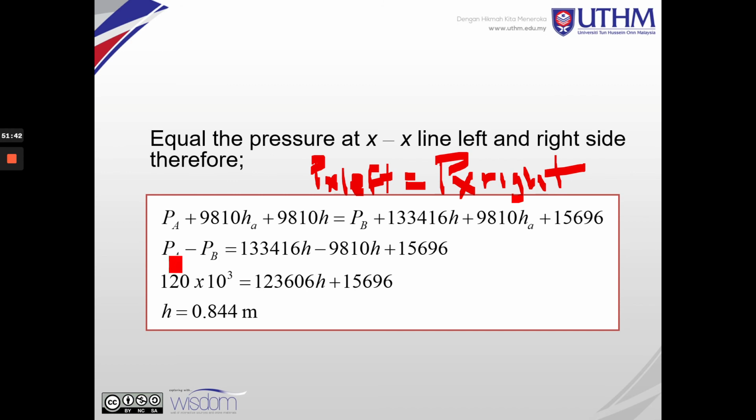So we get PA minus PB in terms of HA, where HA is H1 minus HA. So we have no HA and also no H, we have H only. So we get H is 0.844 meter.